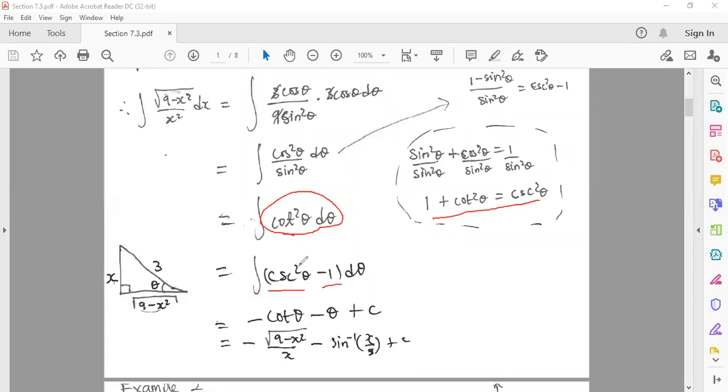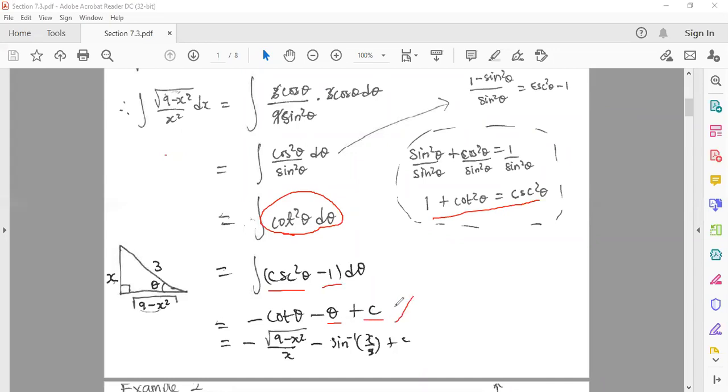And what's the integral of cosec squared? It's minus cot. How do I get that result? We know that the derivative of cot theta is minus cosec squared. It means that if I integrate cosec squared, I should have minus cot theta. And the integral of minus 1 is just minus theta plus c.